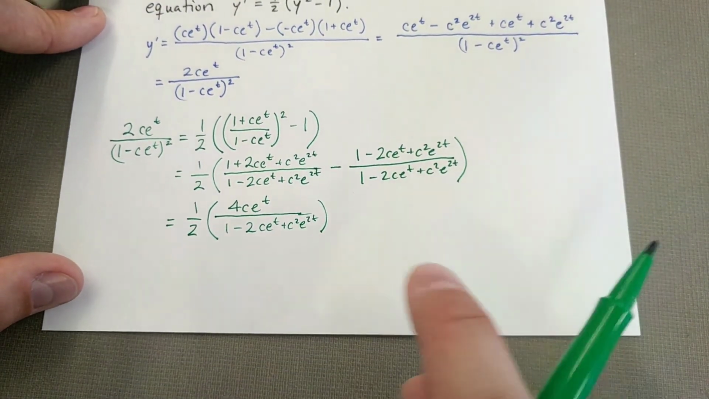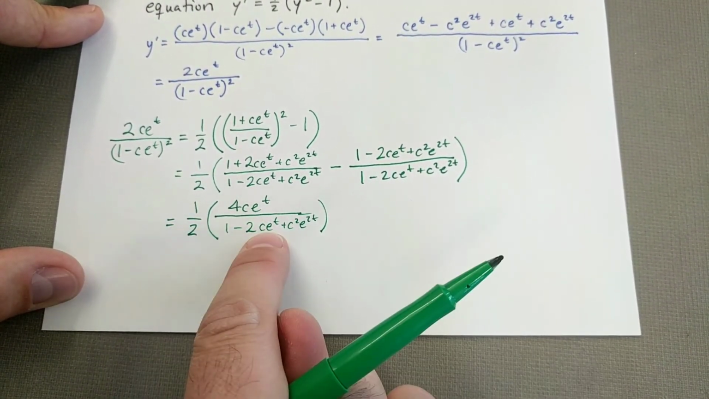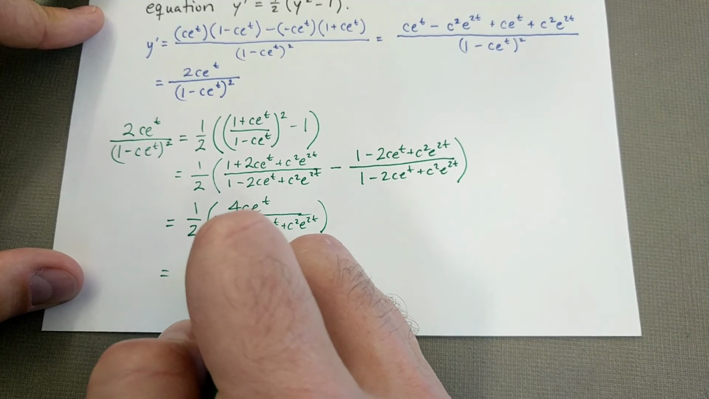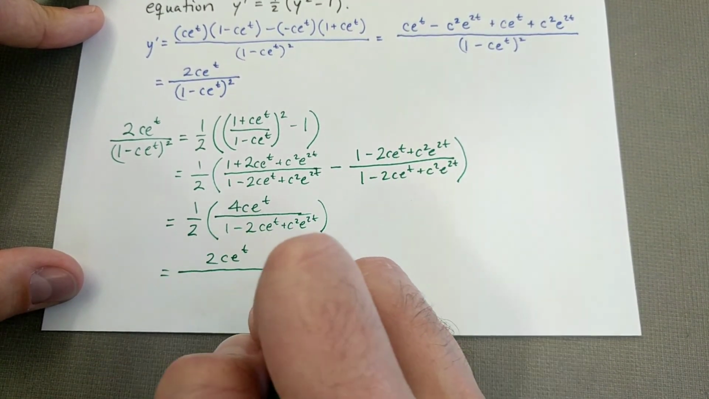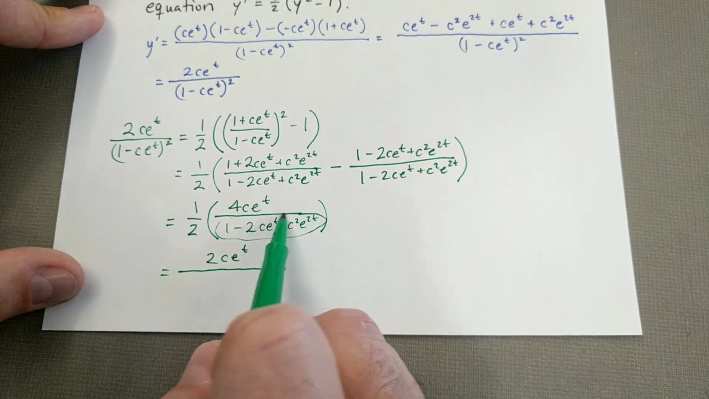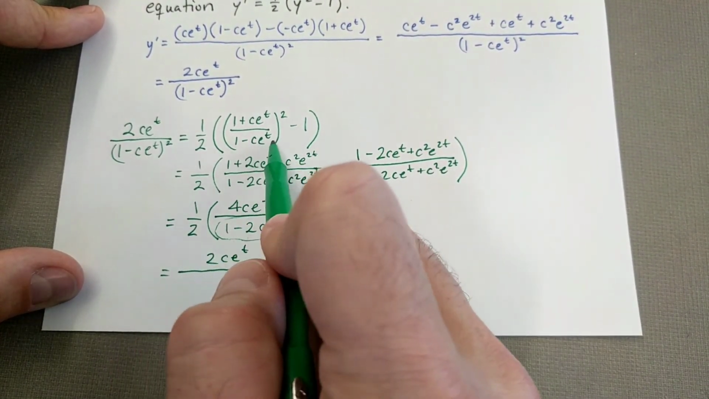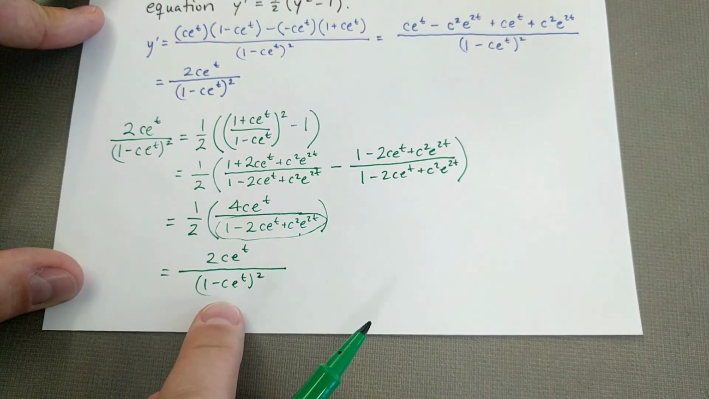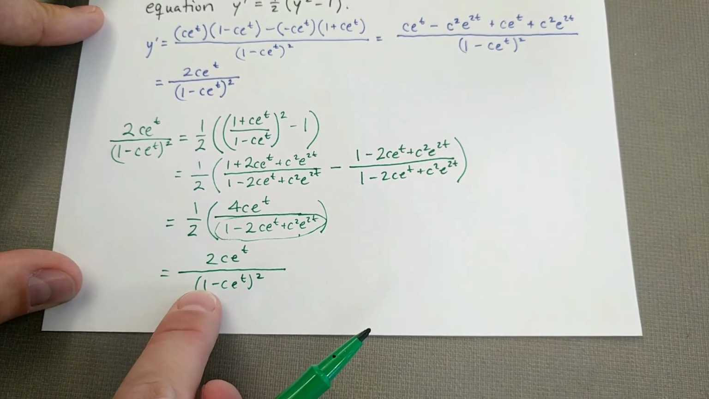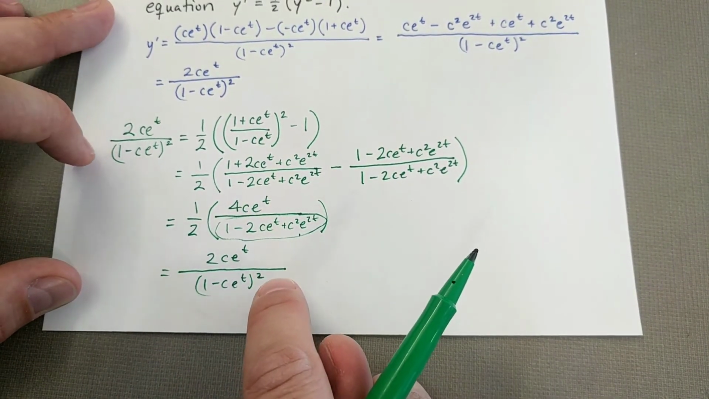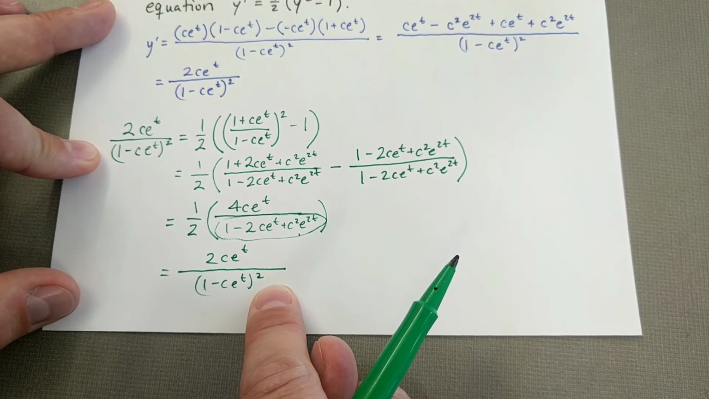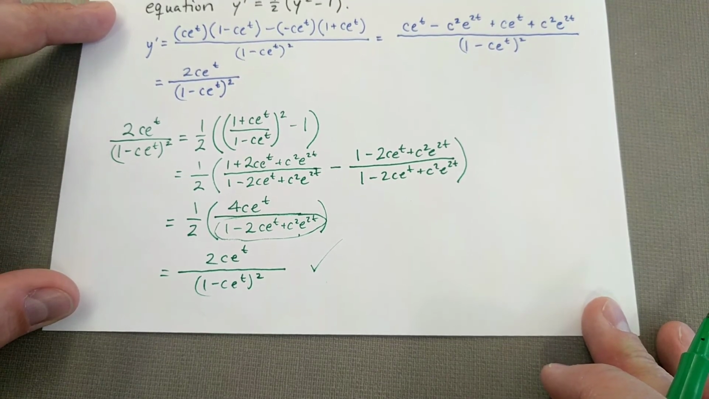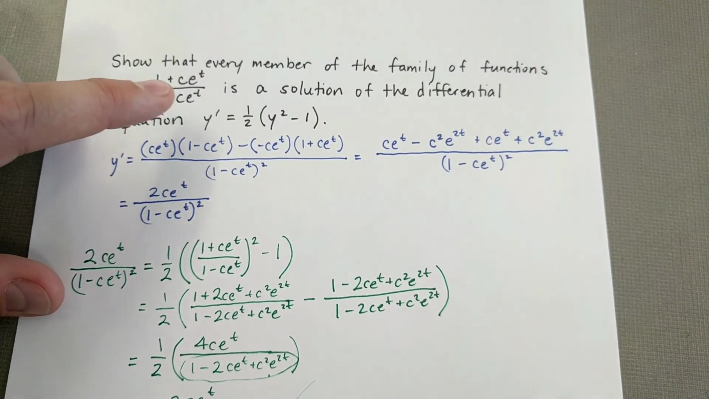And now at this point, I've got multiplication. So if we multiply straight across, we'll have a 4 divided by 2. So that's going to leave me with 2ce to the t over, and well, this denominator here, I got that by squaring this. So I'm just going to rewrite it back that way because it makes it super clear that now the denominators match up with each other too. So I've got 2ce to the t all over 1 minus ce to the t quantity squared, and that verifies it. This function family is a solution for this differential equation.